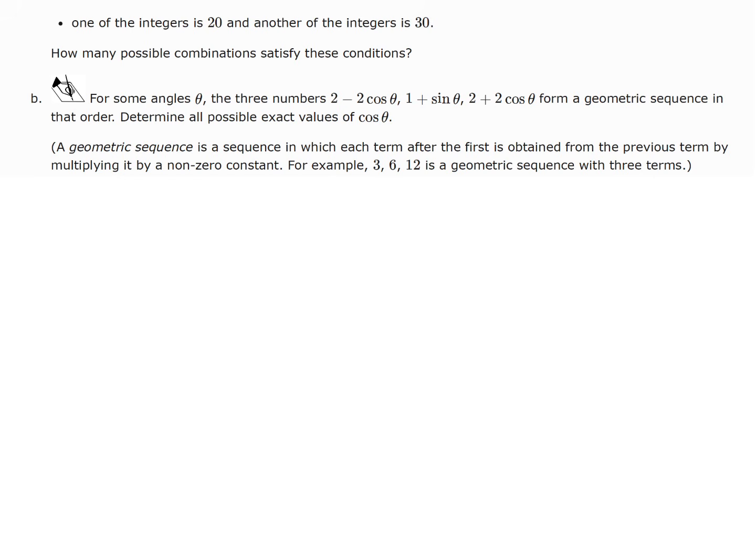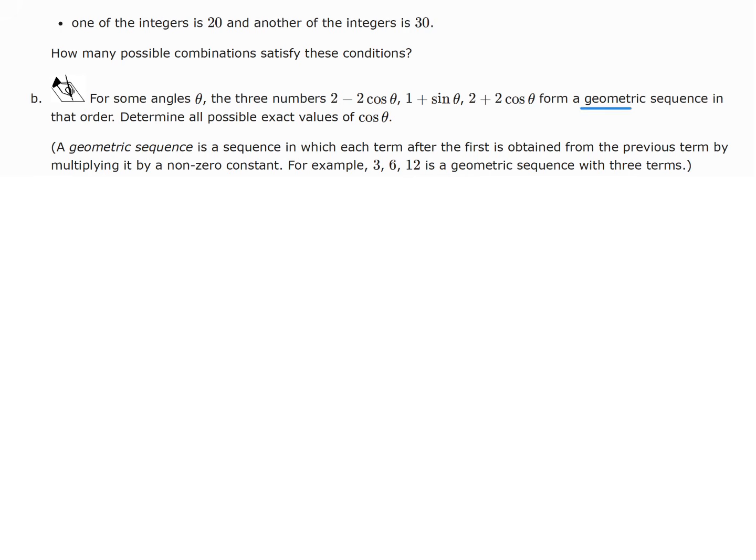For some angles theta, the three numbers 2 minus 2 cos theta, 1 plus sine theta, and 2 plus 2 cos theta form a geometric sequence in that order. Determine all possible exact values of cos theta.